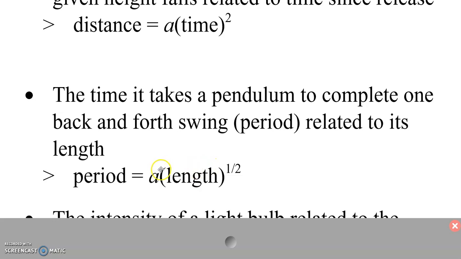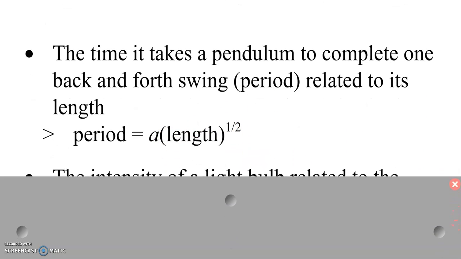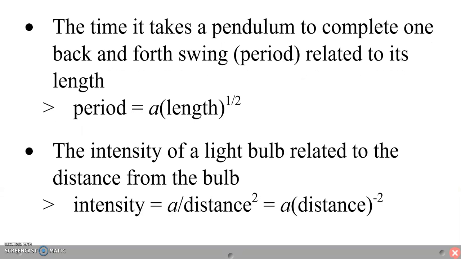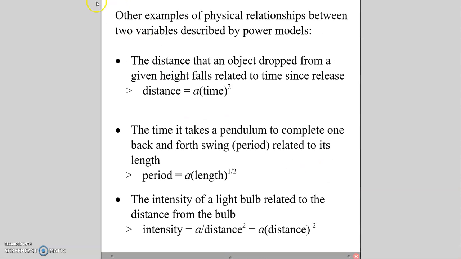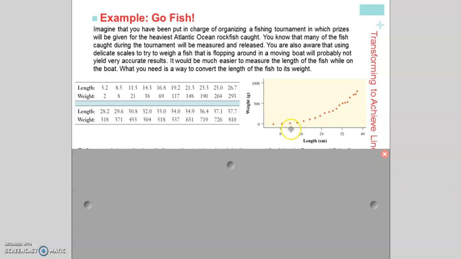If you remember in physics, that has a square root in it, which we can just call an exponent of 1/2, and that's still called a power model. Or the intensity of a light bulb related to the distance from the bulb. This is a divided by distance squared, which you could just write as distance to the power of -2. So you can see that our power here could be positive whole numbers, fractions, or it could even be negative numbers. These are all examples of power models.